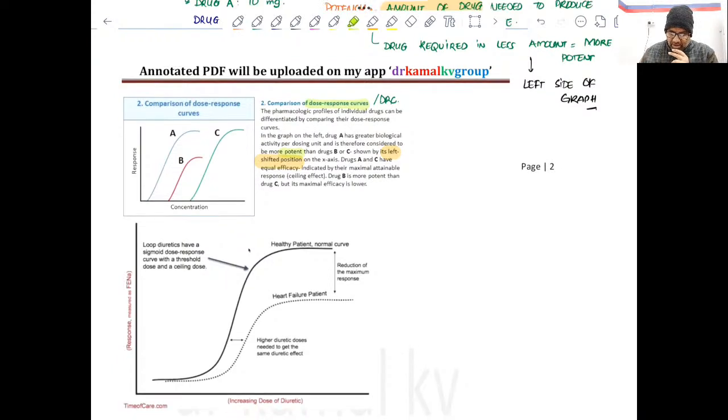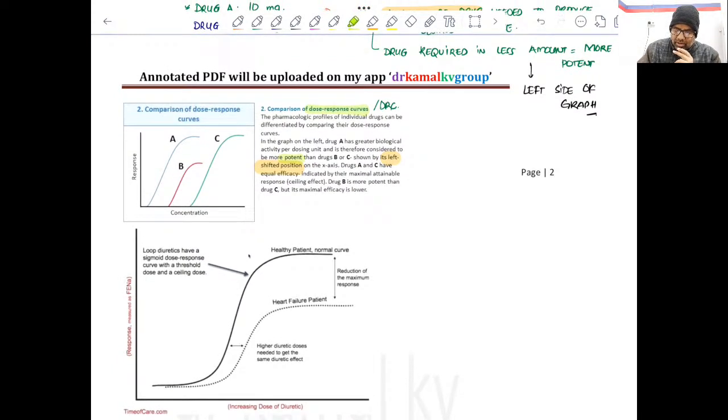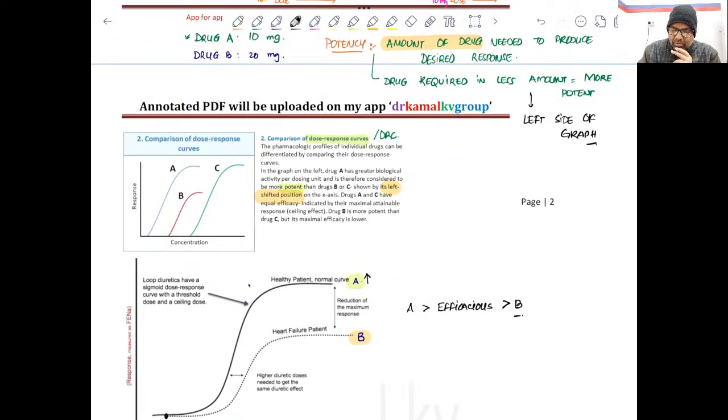concept. Clear? So if you look here, if suppose this is for drug B, this is for drug A, although this is different scenario, but still just considering the drugs. So it means the A is producing more effect as compared to B, and considering they are given at the same dose, so we will say that A is more efficacious than drug B.